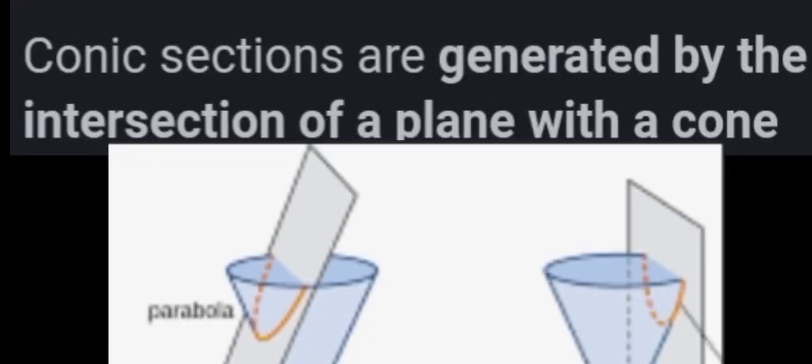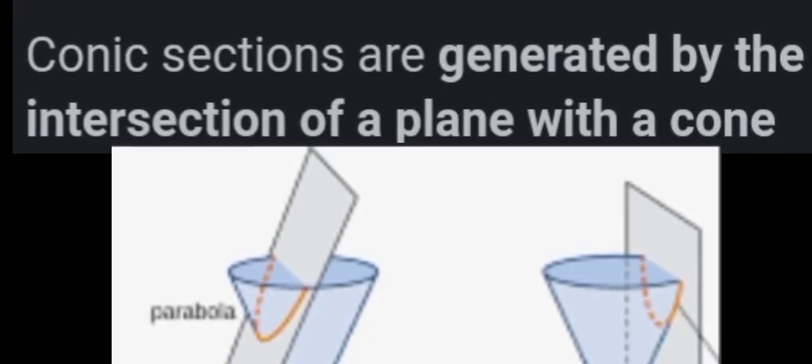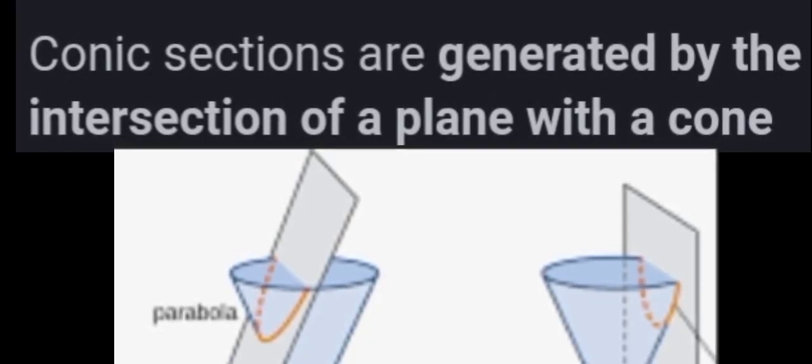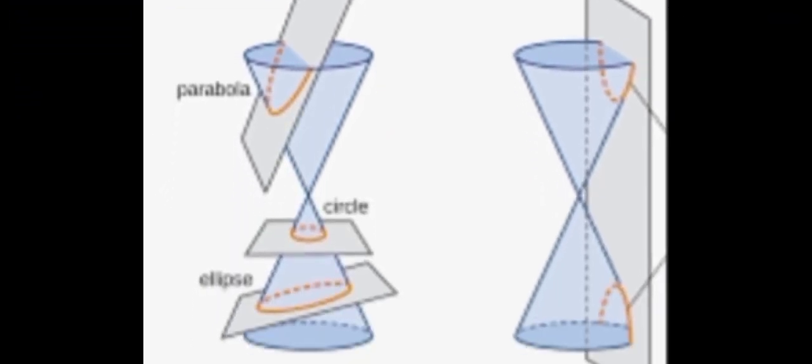But first, you need to know what a conic section is. Let me present it. Conic sections are generated by the intersection of a plane with a cone. As you can see, these are the shapes that belong here: parabola, circle, ellipse, and the other one is the hyperbola. We will find the equation of each of them to identify what they are used for.